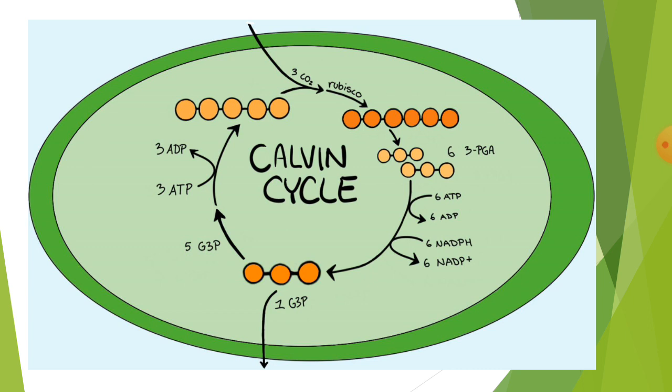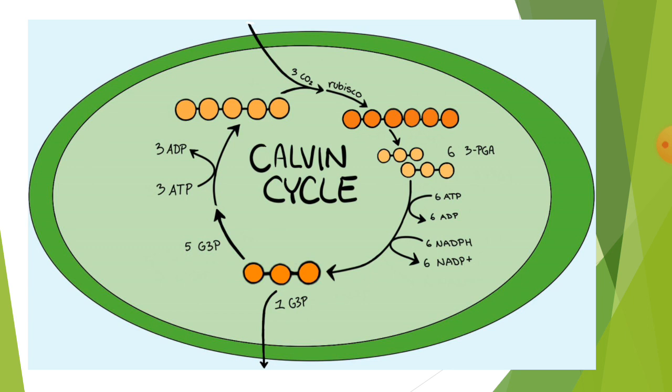Now, it splits into 2 compounds which have 3 carbons each. You can see the 3 orange carbon atoms. There are 2 compounds because the 6 carbon compound splits into 3 carbon compounds which are 2 in number. Now, these 3 carbon compounds are reduced, and in this step ATP is used and NADPH is also used, which were formed in the light reaction, so they are used over here.